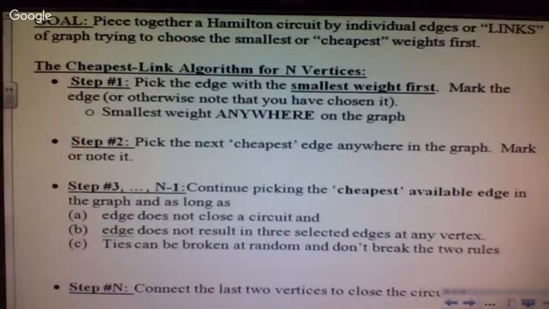So we've got a couple rules. One, we cannot close a circuit, so you cannot close any shape. Edges cannot result in 3 selected edges at any vertex, which means when I get to a dot, I can't have more than 2 lines coming out of it. So if you're selecting edges and all of a sudden you would have 3 lines coming out of it, you can't use it. You're going to have to skip it. Ties can be broken at random, as long as you don't break the 2 rules.